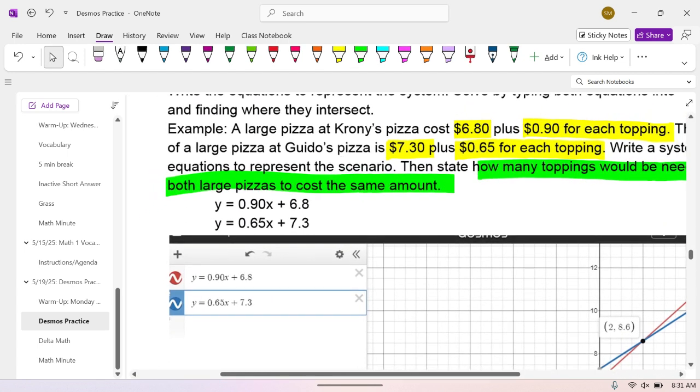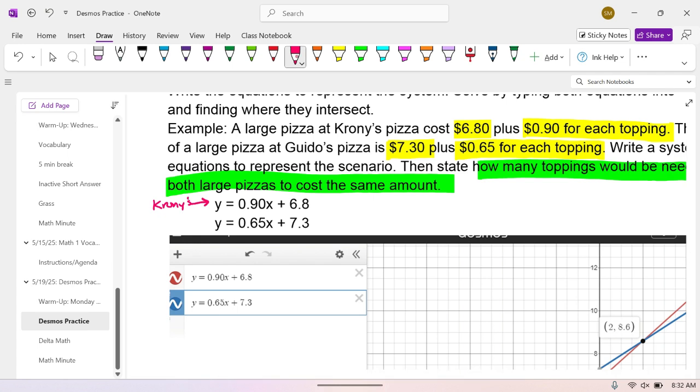So this first equation is for Cronies. All right. Because if you think about it, y has to equal 0.90x because that's how much it is per topping. So if x is equal to the number of toppings, plus 6.8, which is our flat rate. That's just how much the pizza costs. Now, Guido's is right here. And again, 65 cents per topping, so that's why it's connected to the x plus 7.3.